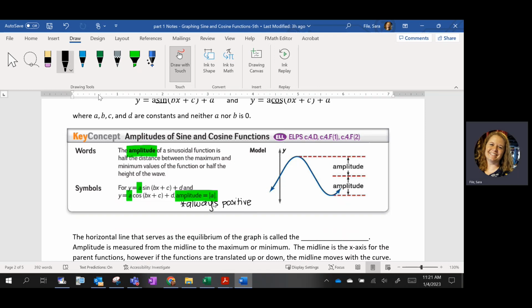Now, what the amplitude is measuring is the distance from a maximum or a minimum to the middle of the graph. So it's half the distance between the maximum and the minimum. So here's a maximum. Here's a minimum. So the total distance between the maximum and the minimum, that's the height of the graph.